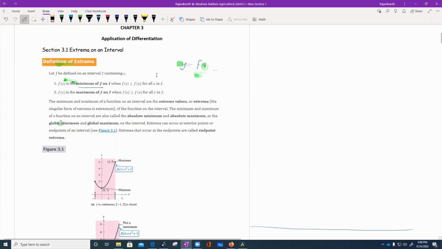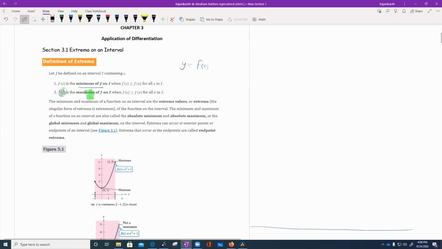So the definition here says that if there is a minimum of the function value, what does that mean? From the given interval, other than that value, all the remaining x values should give function values bigger than f(c), right? Because if it is the minimum, that is going to be the smallest value in that interval. So that is called the minimum.